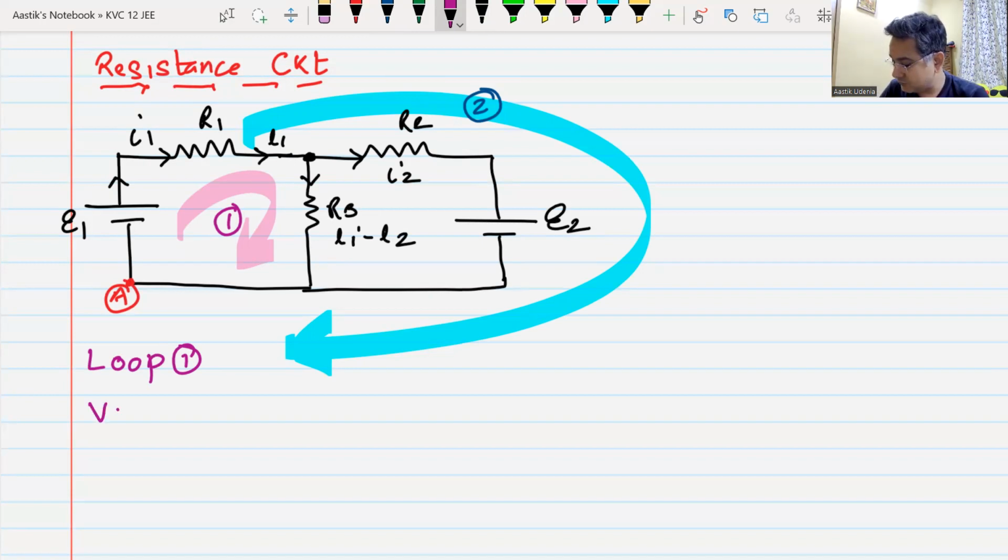VA plus E1 minus I1 R1 minus (I1 minus I2) into R3.